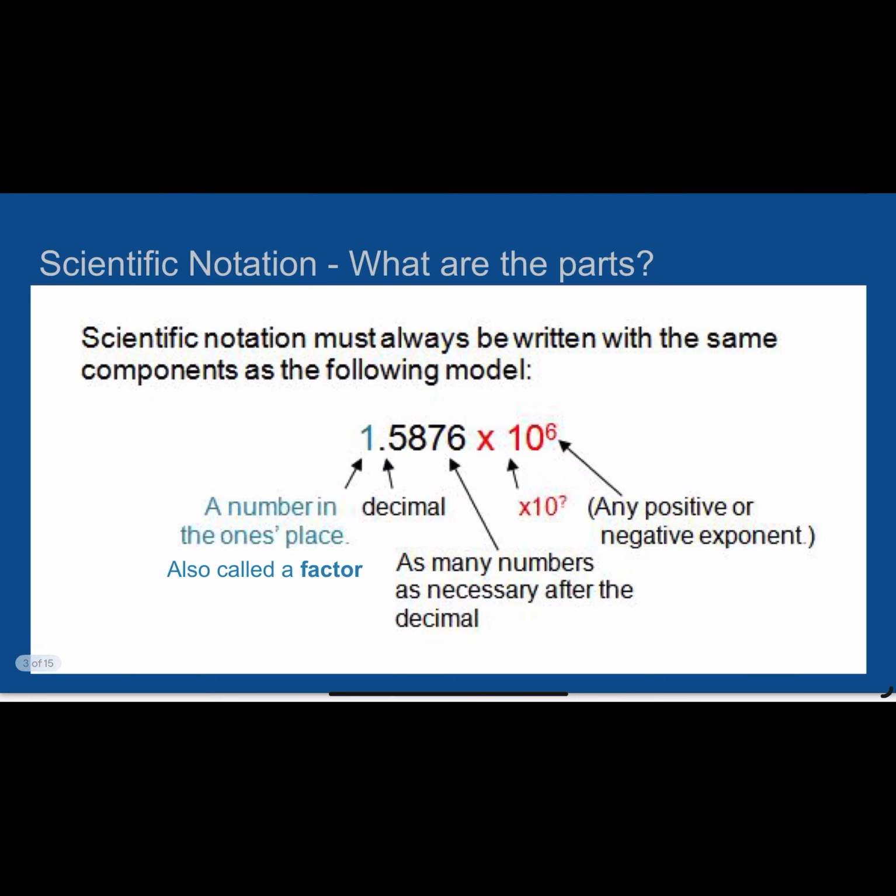This is our format, and the format is going to be the same for any scientific notation problem. The first number that we see, this is what we call the factor. The factor is going to be a number in the ones place. So that will be a number that is 1 to 9. And then there might be some decimals afterwards if we need to. Then we will have a multiplication symbol, the number 10, and an exponent that's attached to the 10. And that exponent can be a positive or a negative number.